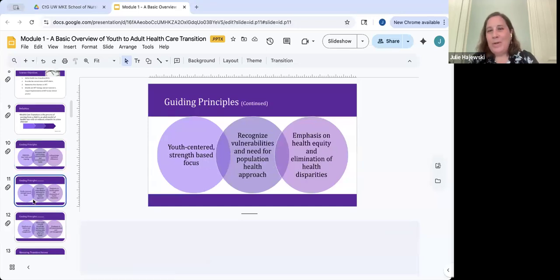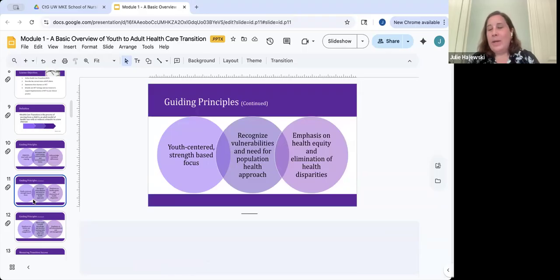It should be youth-centered and strength-based focus. A lot of our healthcare system spends a lot of time not focusing on strengths. Youth to adult health transition is one area where we definitely can focus on strength and should be looking at what are the opportunities for this individual to be involved in this process.